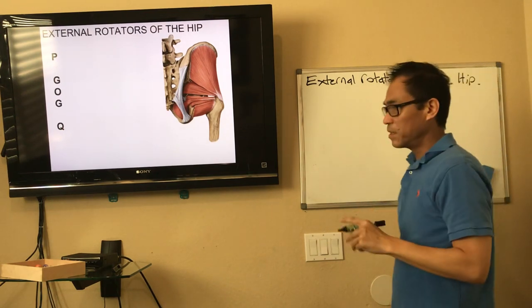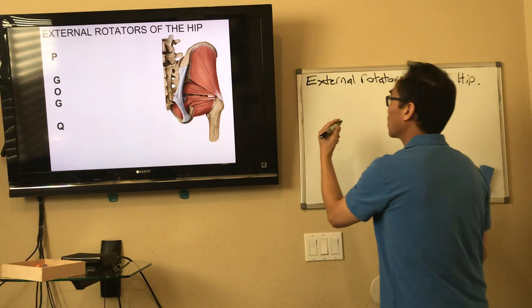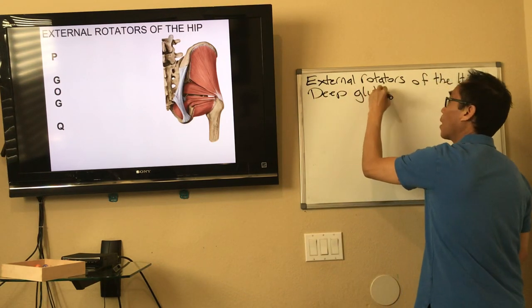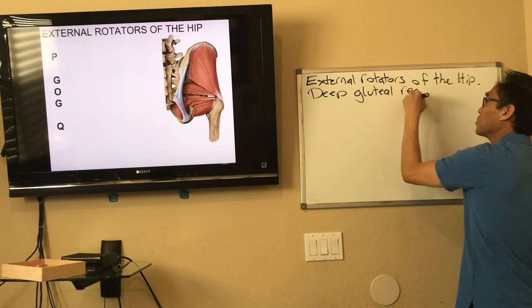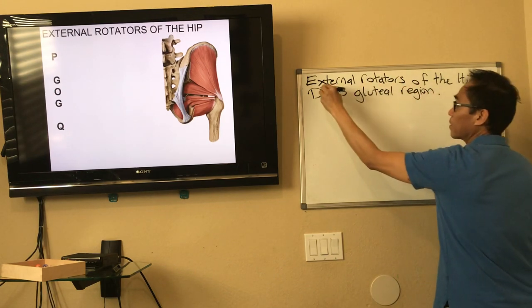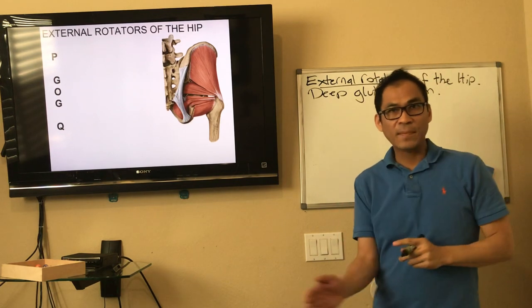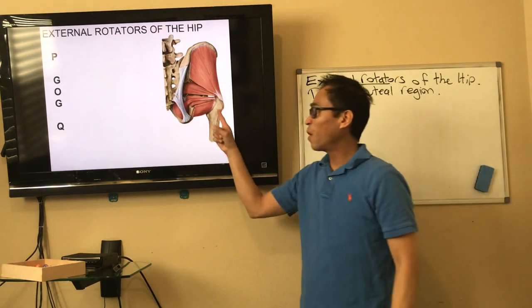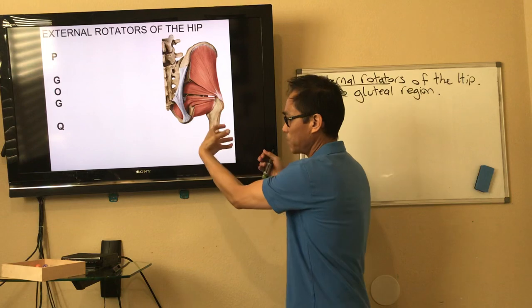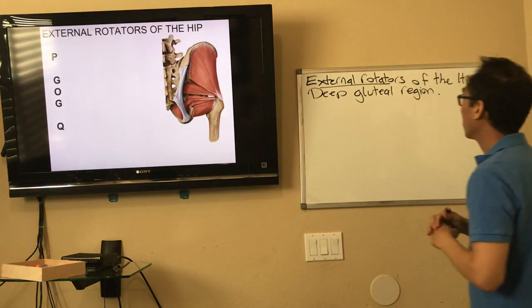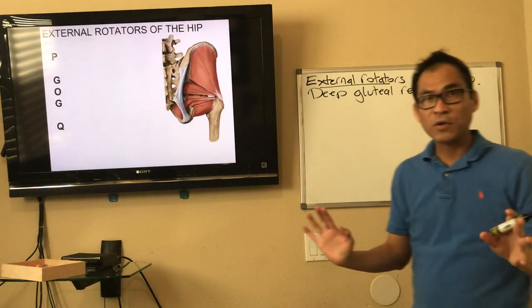Kind of known as the deep gluteal region. So in terms of action, they all laterally or externally rotate the hip out. They're going to pull on the head of the femur, and they're just going to rotate it externally. In terms of innervation, don't worry about innervation.